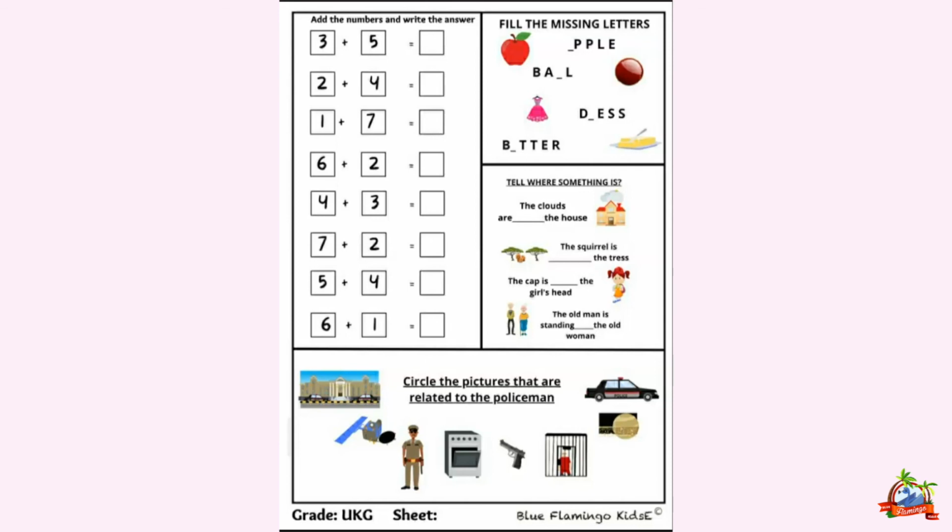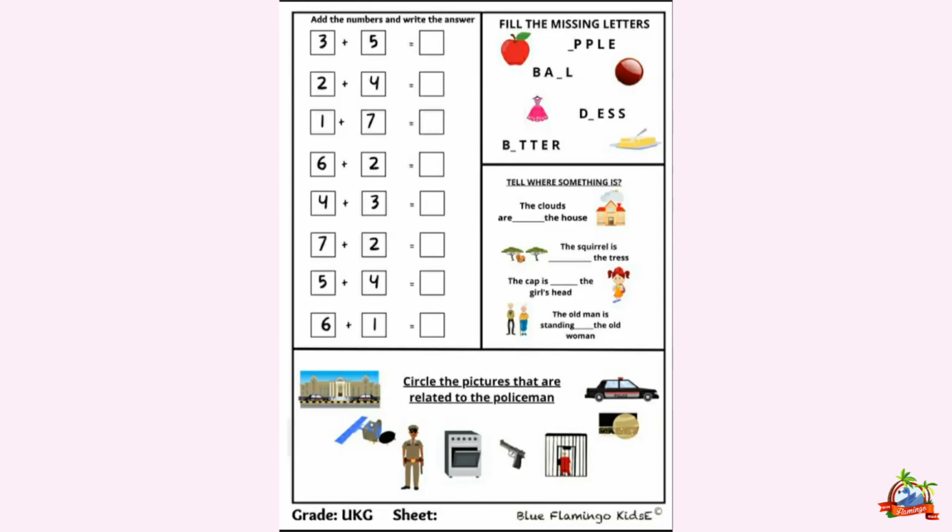Now let's move to the last section, which is of EVS, Environmental Studies. Circle the pictures that are related to the policeman. Okay, what we have to do is we have to circle the pictures that are related to the policeman. हमें उन पिक्चर्स को सर्कल करना है जो कि पुलिसमैन से रिलेटेड हैं. That is related to policeman. पुलिसमैन से रिलेटेड पिक्चर्स को ही हमें सर्कल करना है.